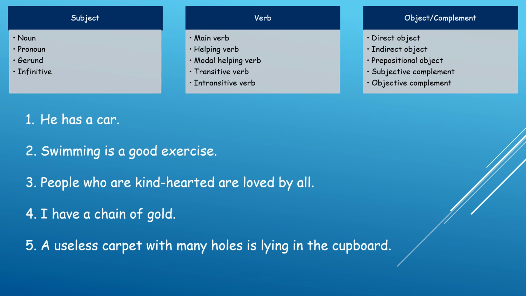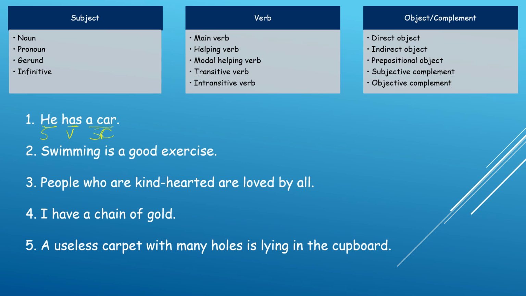Now let us see some more examples. He has a car. Now he is the subject and he is a pronoun. Has is a verb and what he has, a car. But car is not doing any action. It just shows the possession of he and that's why it is a complement of the subject. So this is a subject complement because no action is done on the car. If any action is done, then we can say it is a direct object. But this is just the possession, and that's why it is the subject complement.